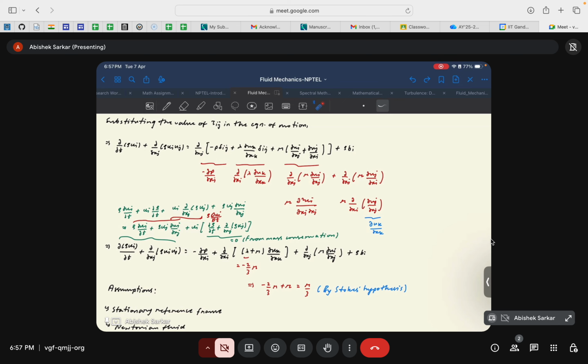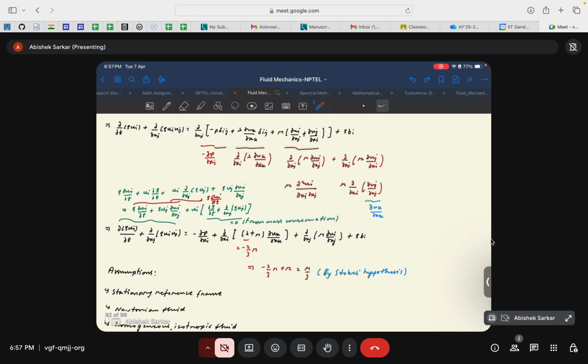Similarly, ∂/∂xj of this term again will have the independent index, that is ∂/∂xi, times again this term that you have, lambda times ∂uk/∂xk. The final term is much simpler. You just have ∂/∂xj of mu ∂ui/∂xj plus ∂/∂xj of mu ∂uj/∂xi.